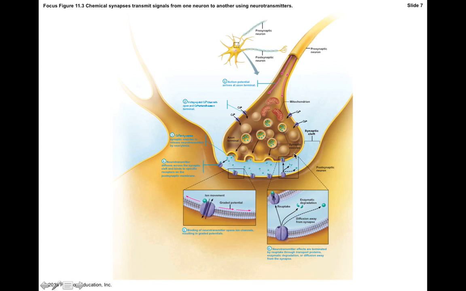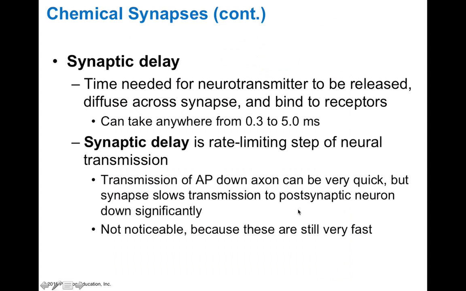Now remember, the neurotransmitters are removed in 3 key ways. We can either reuptake those neurotransmitters back into the presynaptic neuron, those neurotransmitters might just diffuse away into the extracellular fluid, or they can be broken down by enzymes.